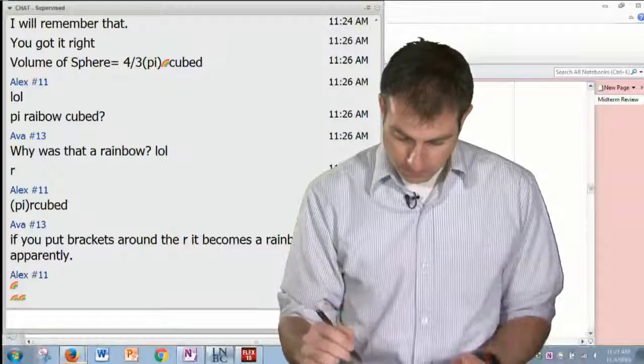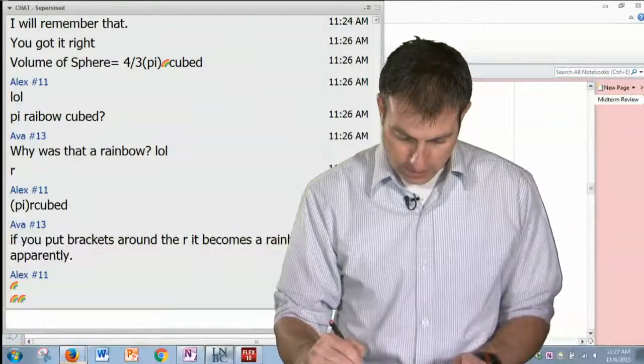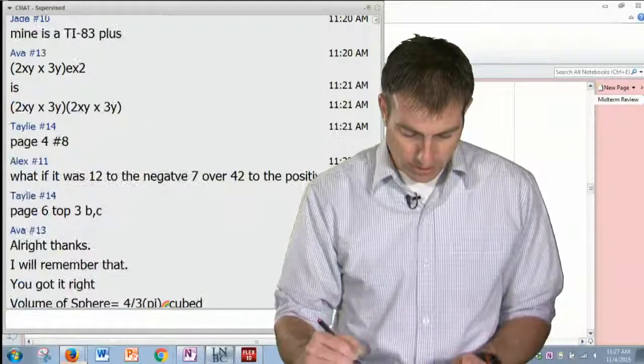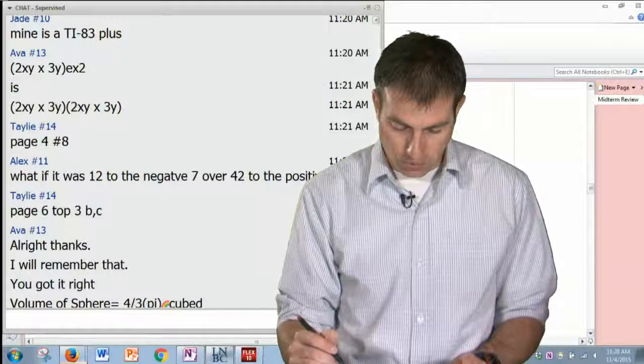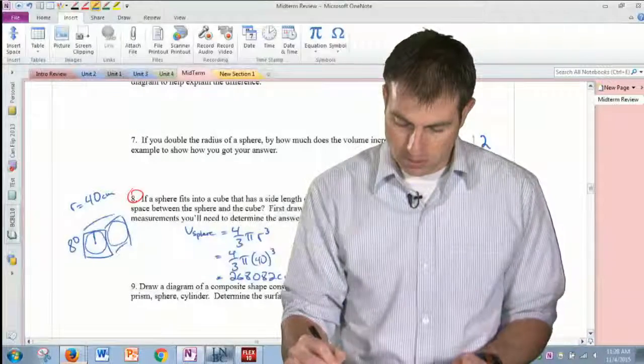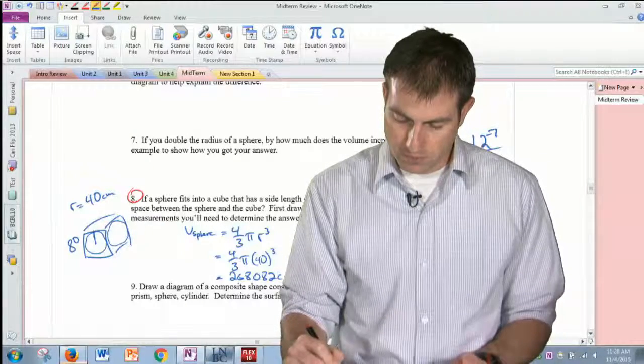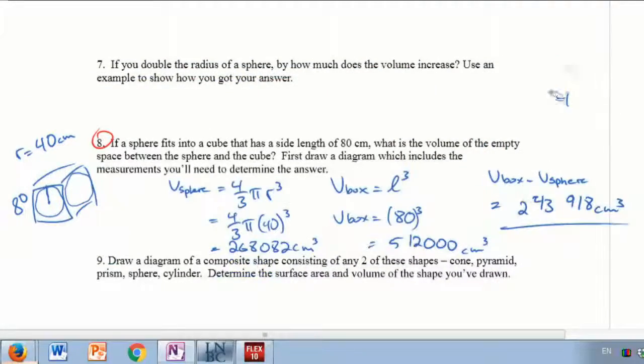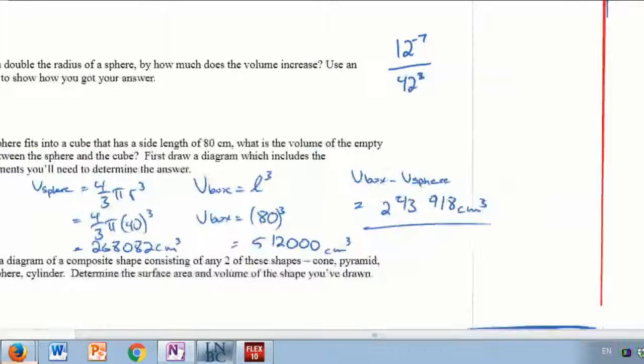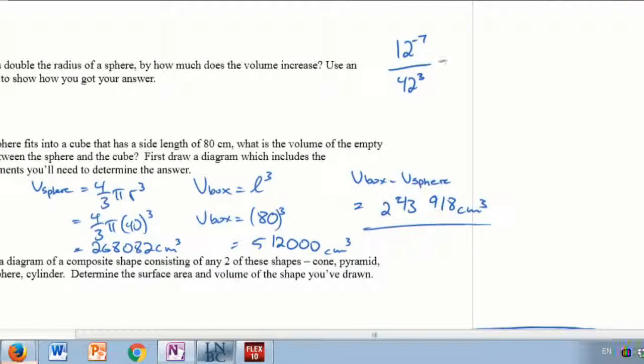I have 3 minutes. There were a couple more questions that showed up here. 12 to the negative 7 over 42 to the positive 3. All right, this is as good of a question as any. So 12 to the negative 7, to make it positive, I'm going to move it to the bottom. So all that's going to be left on top is just a 1.